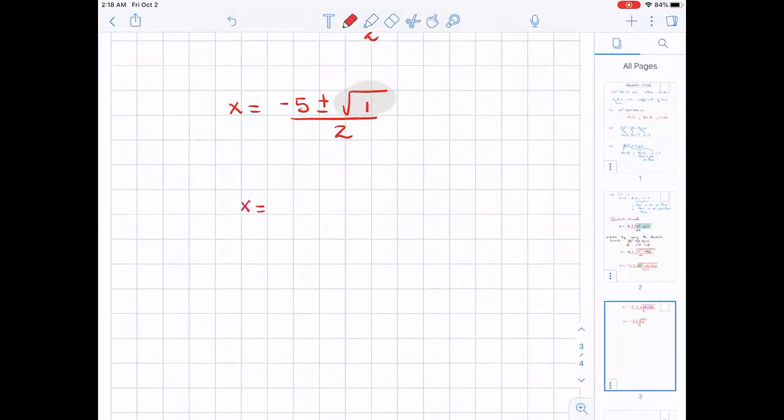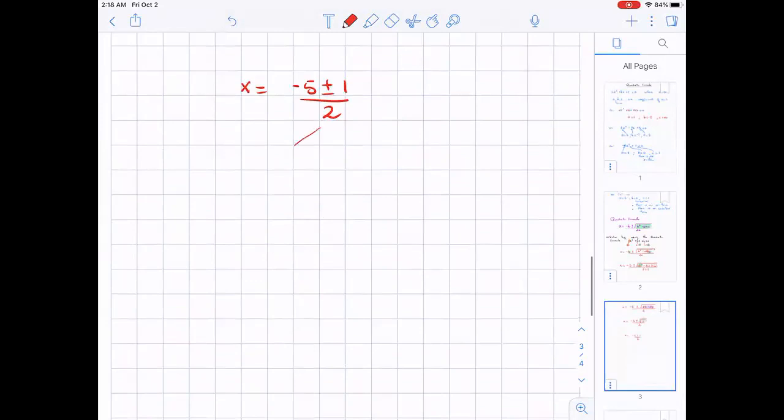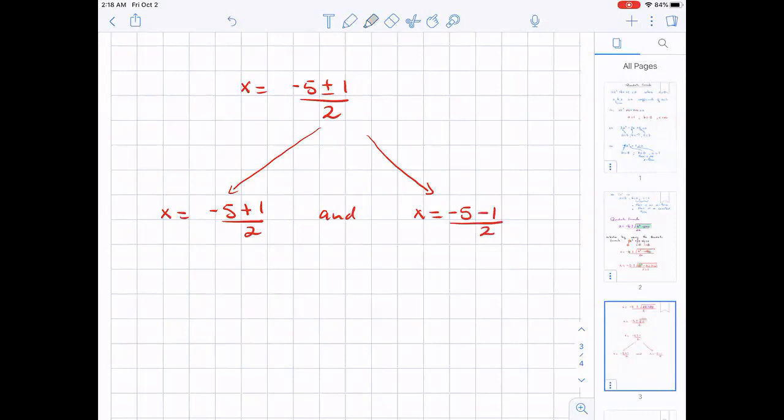So x is equal to minus 5 plus or minus 1 over 2. And then what I like to do from here, I split the problem into two parts now. So we have x is equal to minus 5 plus 1 over 2, and x is equal to minus 5 minus 1 over 2. I'm splitting it because if you notice here, we have a plus or a minus. So that means one time the problem is going to be a plus, and next time it's going to be a minus.